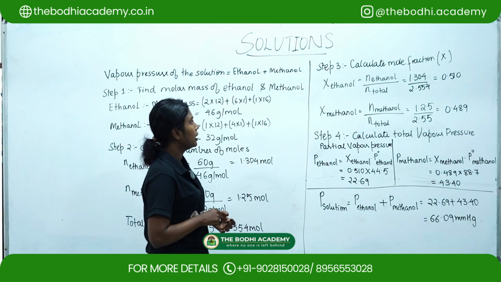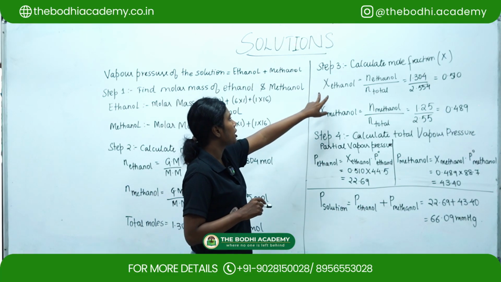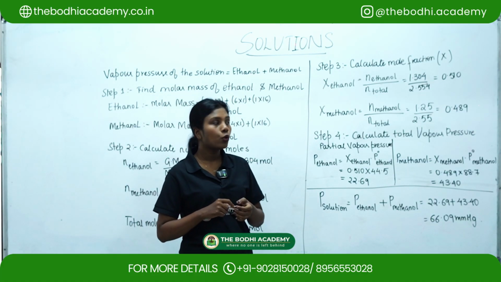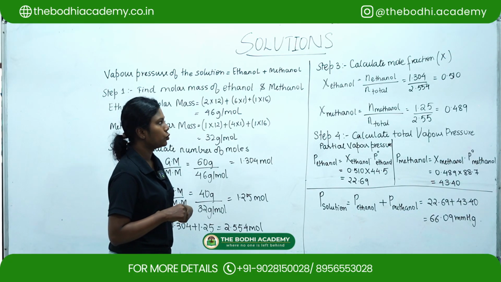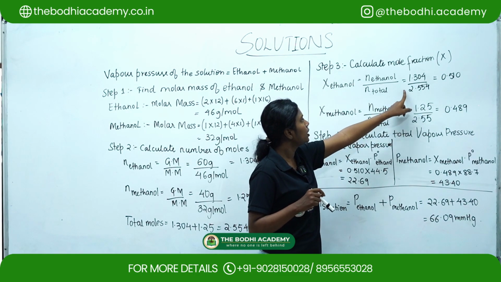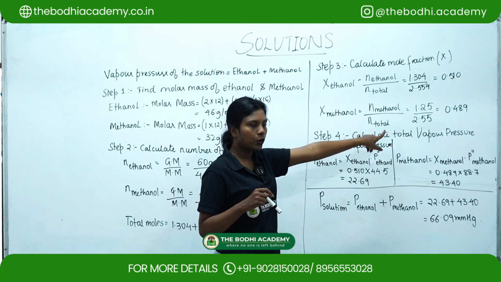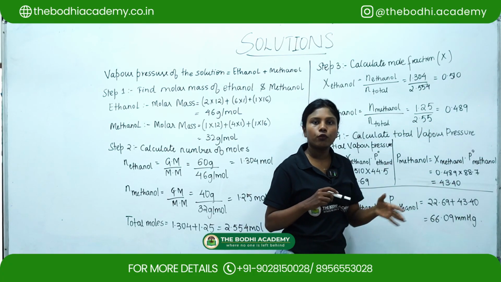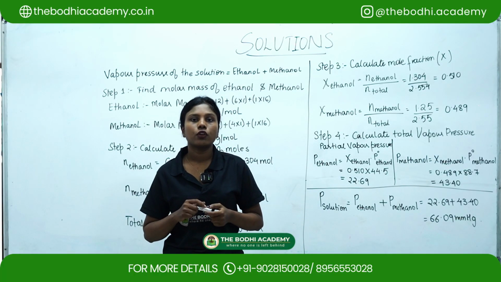Moving to step 3, we have to calculate the mole fraction that is given by X. Now first, the mole fraction of ethanol. How do we find mole fraction? It is given by the number of moles of ethanol upon the total number of moles that are present in the entire solution. So N ethanol we just found, it is 1.304 and total is 2.554. Moving down to methanol, it is N methanol upon N total, 1.25 upon 2.55, which comes down to 0.489.